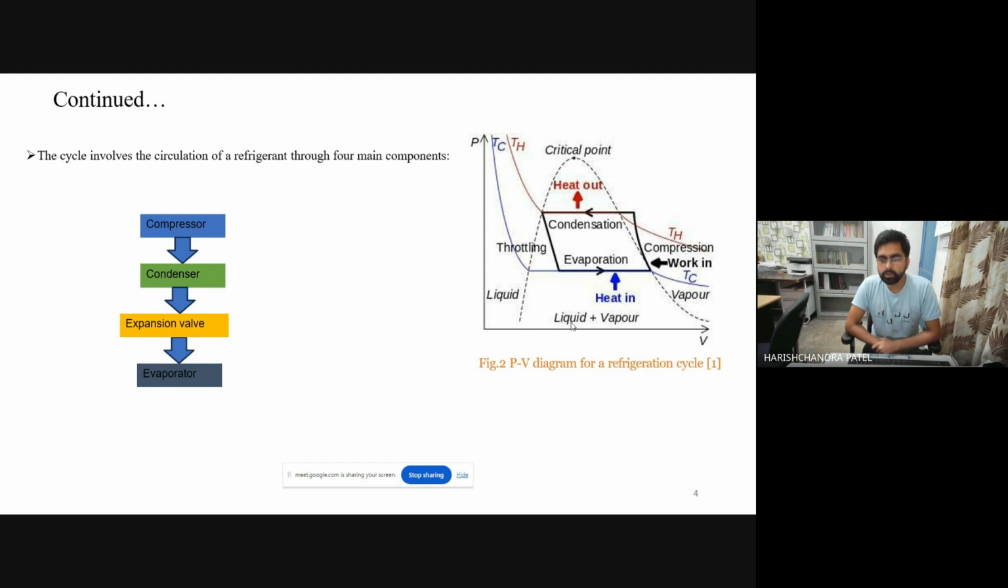Here is the pressure-volume diagram for the refrigeration cycle. On the left-hand side, there is a saturated liquid line, and on the right-hand side, a saturated vapor line. The point where the saturated liquid line and saturated vapor line meet is known as the critical point.